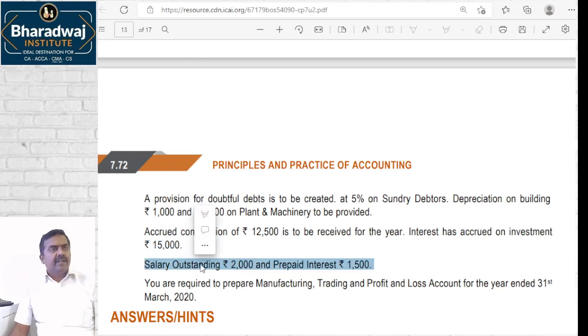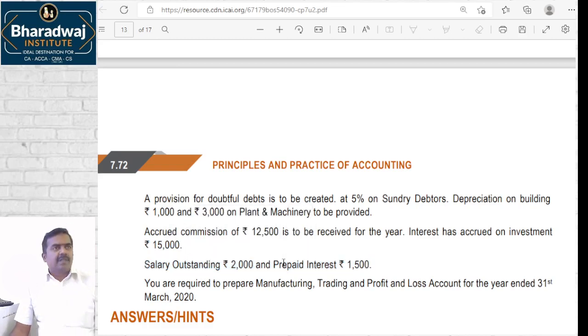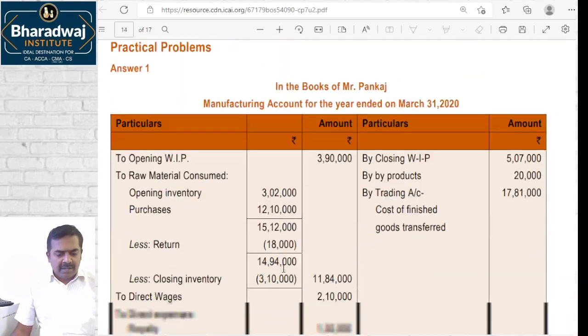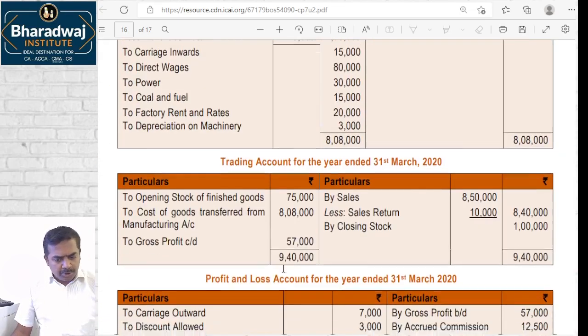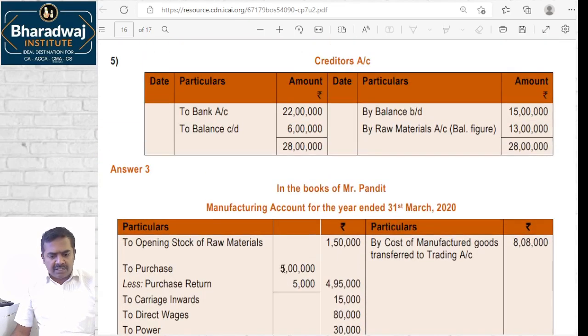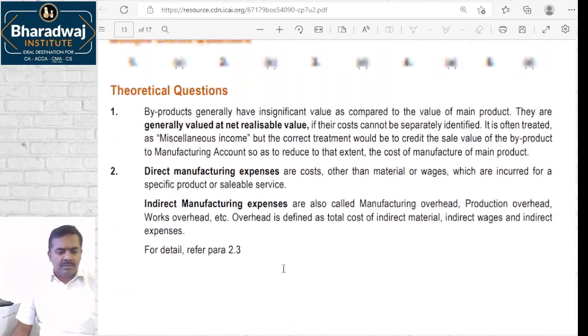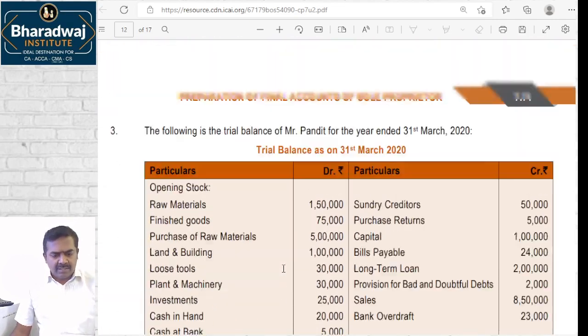Salary outstanding, add it to salary in P&L account and show it on which side? Liability side. Prepaid interest, what will you do? Reduce it from interest, and show it in the balance sheet as asset. Prepaid interest is an asset. So, prepare the trading and P&L account. The solution is also given to us. Try it on your own and thereafter check the solution. So this is how, of course, the manufacturing account is covered, and this is more than sufficient from your examination point of view.